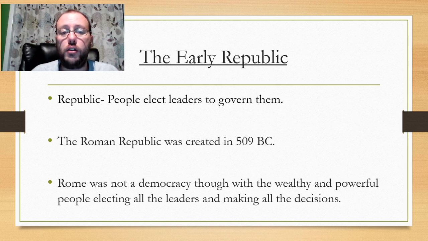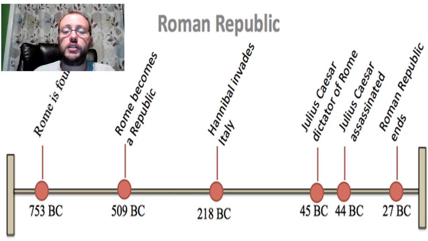So the republic was created in 509 BC, with leaders to govern the people. It was not a democracy, though, with the wealthy and powerful people electing all the leaders and making all the decisions. So it wasn't exactly like our government. We just based a lot of the same concepts off of this. It wasn't a democracy because the rich and powerful put people into power that they wanted to represent them. The idea of a republic is a representative form of government where you have people that represent you in the government. Well, when the rich people are making all the decisions, it doesn't represent everybody. It just represents them.